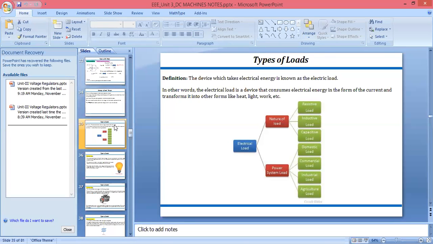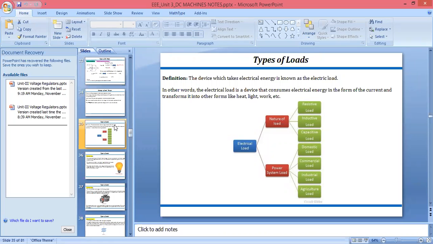The device which takes electrical energy, we can call the electrical load. When we give the power supply, only then you can start your computer, your television, or your fan. It means any device which can take electrical energy, we can say these devices are electrical loads because they are taking the energy. So we call this as working as a load.